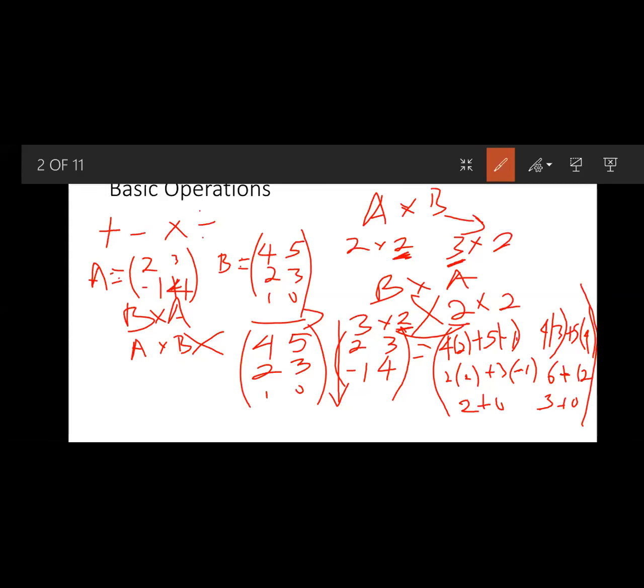So at the end of the day, we have 2 times 4, 8, minus 5 will give us 3. So our final answer, if you write it here, we have 3. Then 3 times 4, 12, plus 5 times 4, which is 20, plus 12, that is 32. Then the next one, 2 times 2 is 4, minus 3, 1. 6 plus 12, 18. Then 2 plus 0, 2.